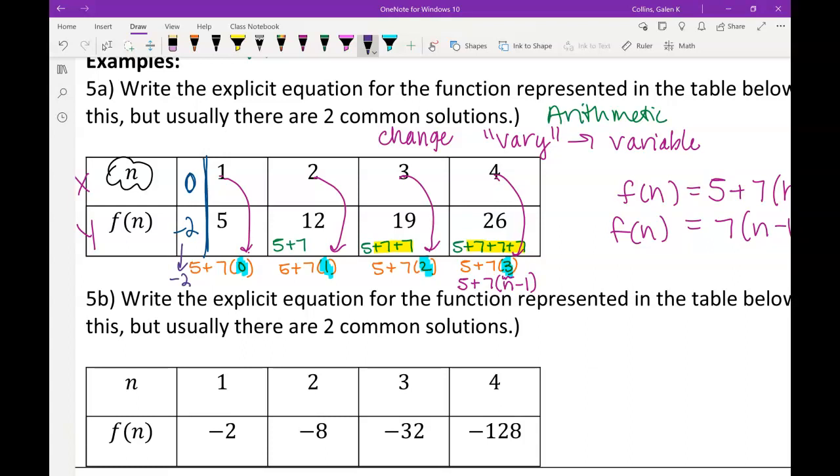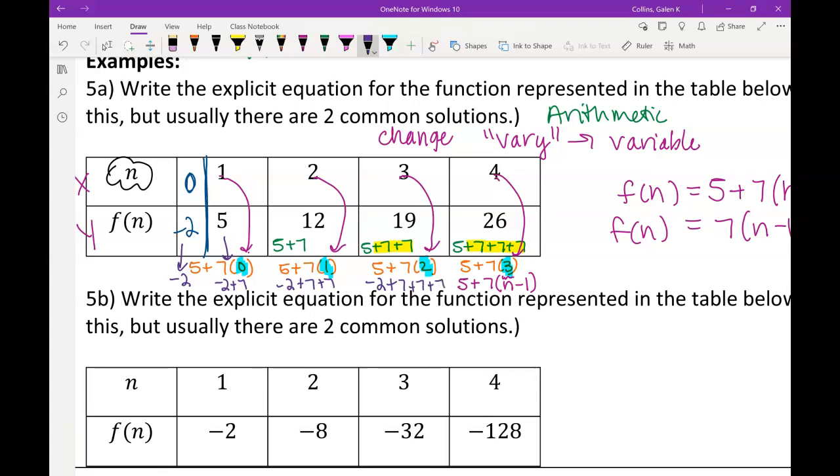All right, I'm going to start with -2. And from -2 to get to 5, I add 7. So I could express 5 as -2 plus 7. I could express 12 as -2 plus 7 plus 7. I could express 19 as -2 plus 7 plus 7 plus 7.